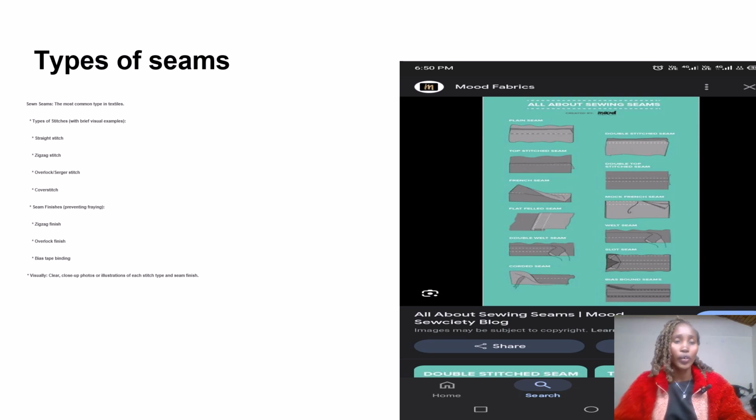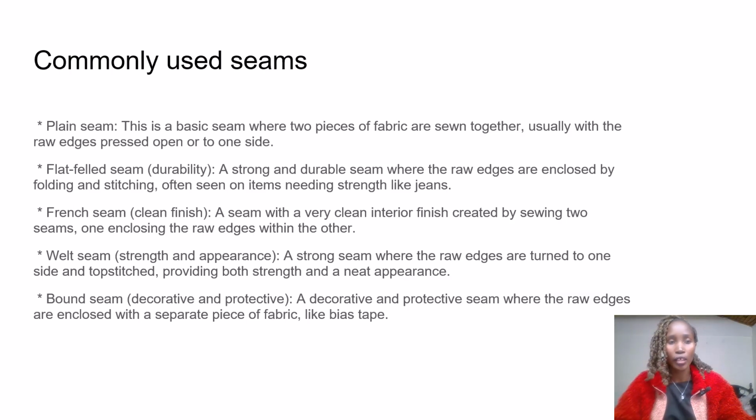So, we are going to see the types of seam. They include the zigzag seam, the overlock seam, the plain seam, among the others that you are going to encounter in this session. The commonly used seams in clothing construction include the plain seam, the flat fell seam, the French seam, the welt seam, and the bound seam.